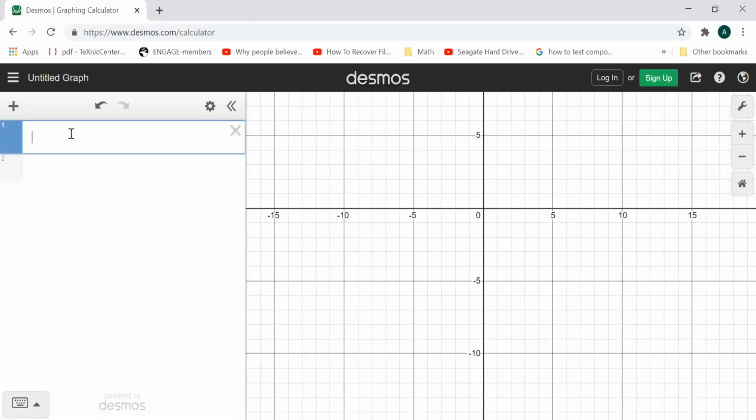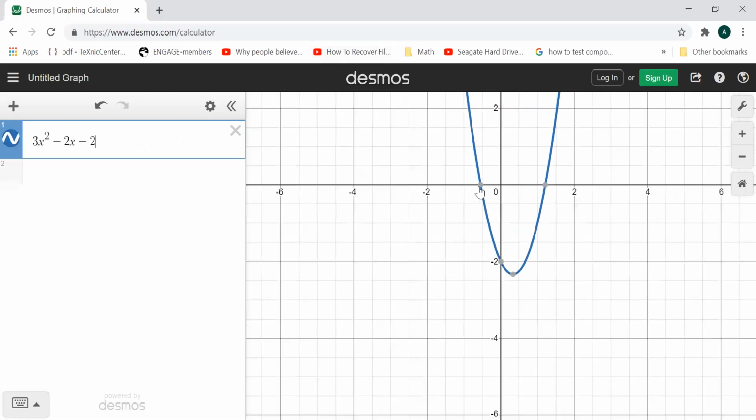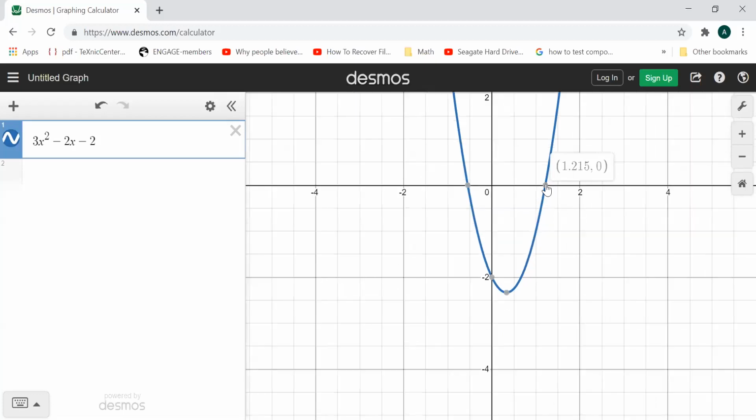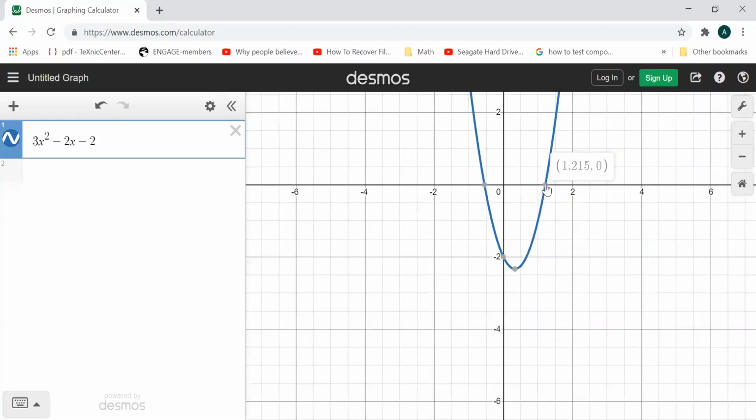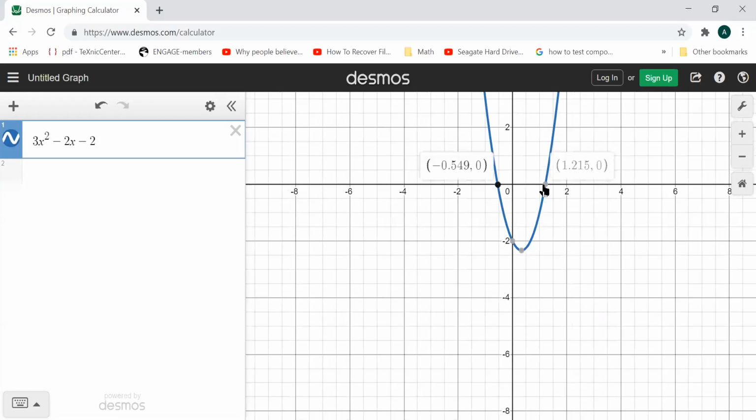So we're looking at f prime, which is 3x squared minus 2x minus 2. And you can see that it's got two zeros. It's where it intersects the number line. It's got a zero here, negative 0.549, and another one here, 1.215. Well, let's see. These two zeros are the ones that we're going to use in our case.